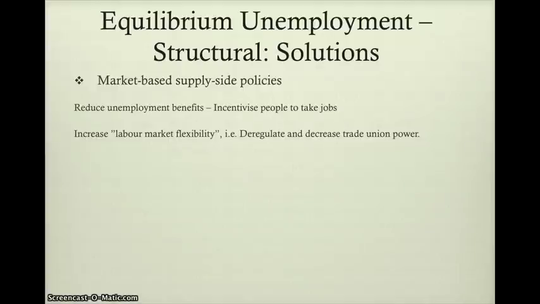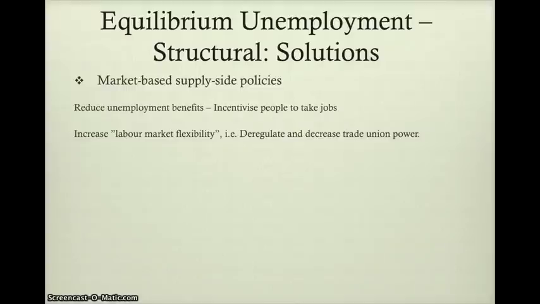So a market-based option could be to reduce unemployment benefits and thereby incentivize people to take the available jobs. Another market-based policy could be to increase labor market flexibility, like deregulating the labor market, removing security regulations, or decreasing trade union power, removing minimum wages, and so on.